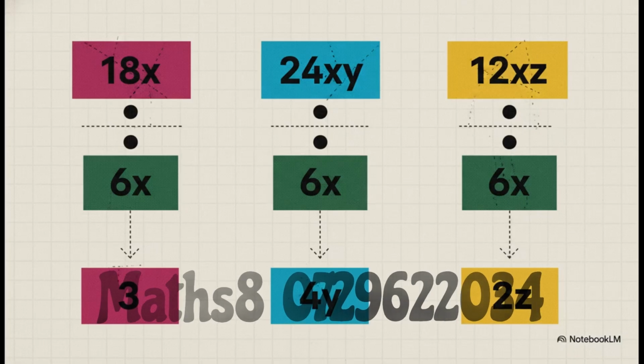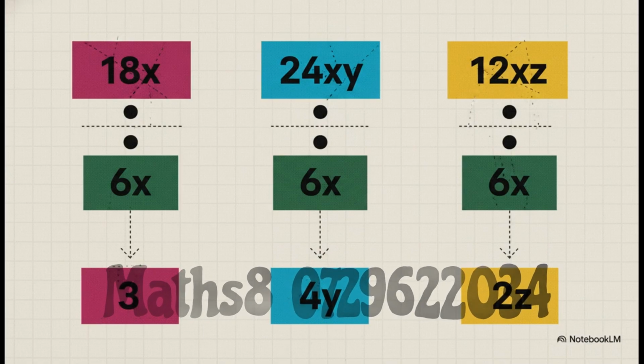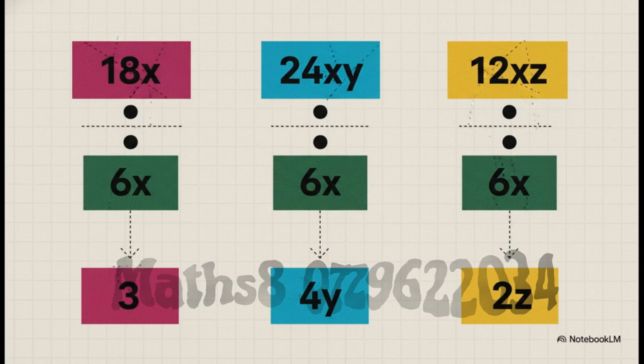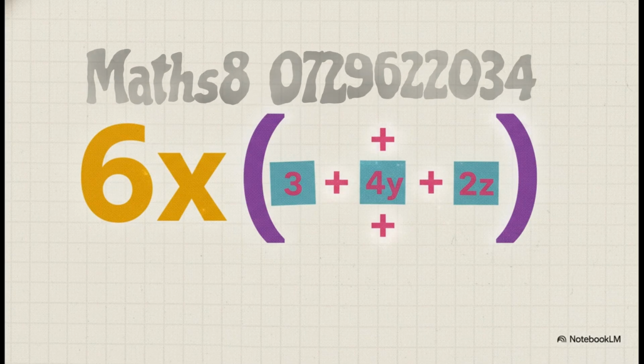And now for the really crucial next step. We take that HCF, or 6x, and we divide each of the original terms by it. The question is, what's left over after we divide each of those pieces? The final result looks so clean. The HCF, that 6x, sits outside a set of parentheses. And inside the parentheses, that's just the results of the divisions we just did. And there you have it. We've successfully factored the expression.